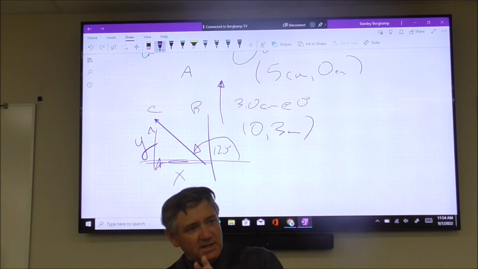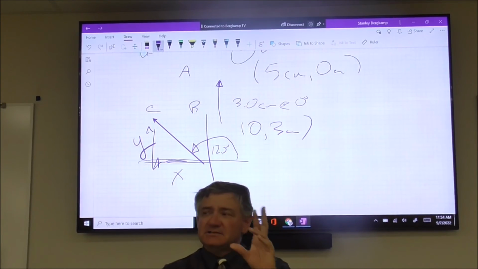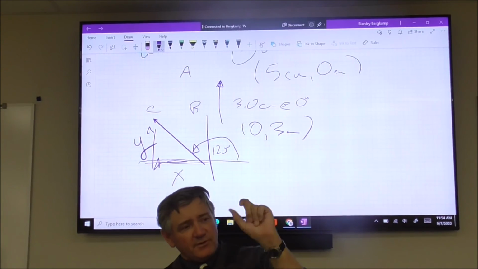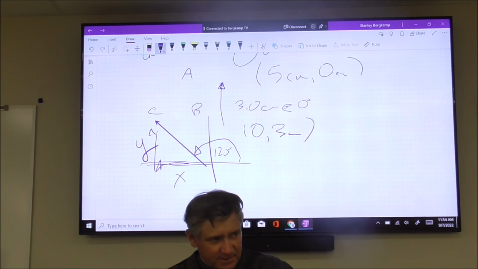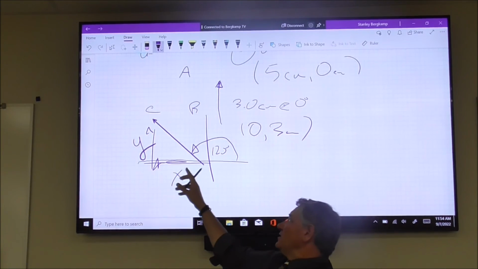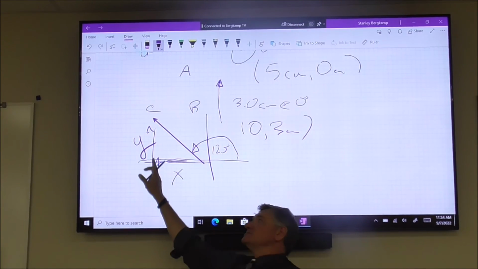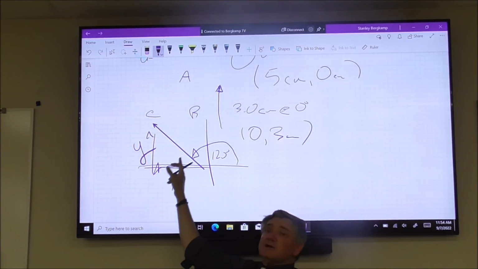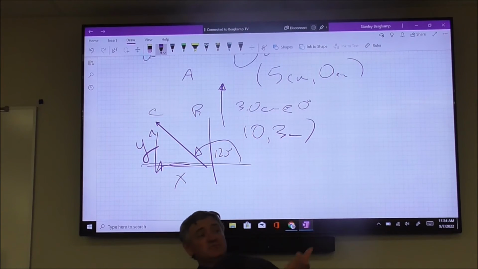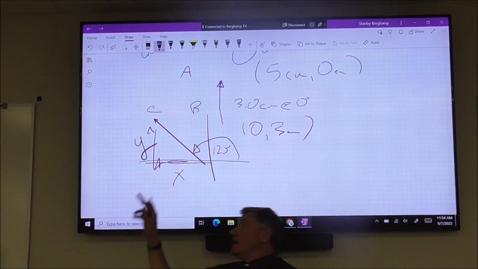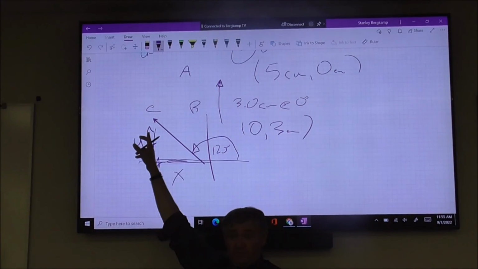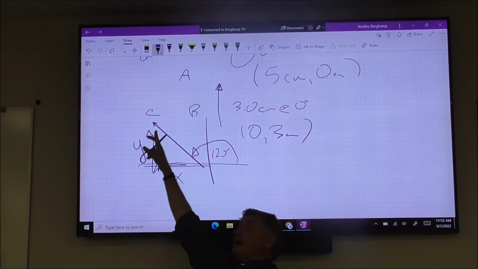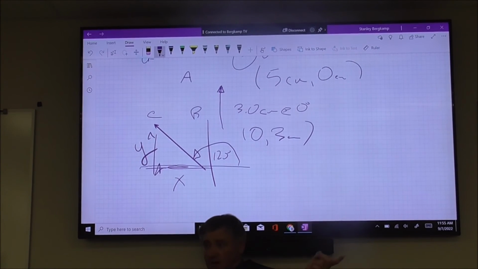So, when you deconstruct the vector, basically you're doing the reverse of what you did yesterday. Yesterday, I gave you the x and y components, and then you drew the resultant, and you measured that angle. This one, we're reversing the process. I'm basically giving you the resultant, and you're finding the x and y components to get to that point.